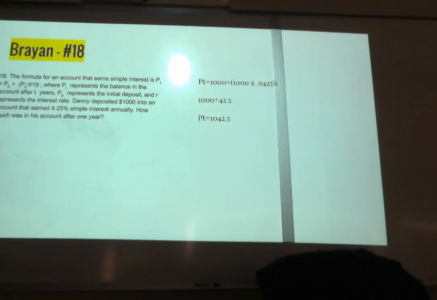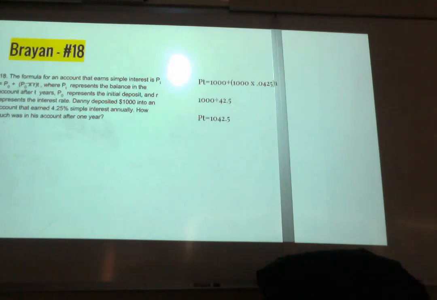Danny deposited $1,000 into an account that earned 4.25% simple interest annually. How much was in his account after 1 year? So what I did was put 1,000 plus 1,000 times 0.0425 times 1, and then I did the parentheses first, which got me to 1,000 plus 42.5, which turned out to be the answer was 1,042.50.